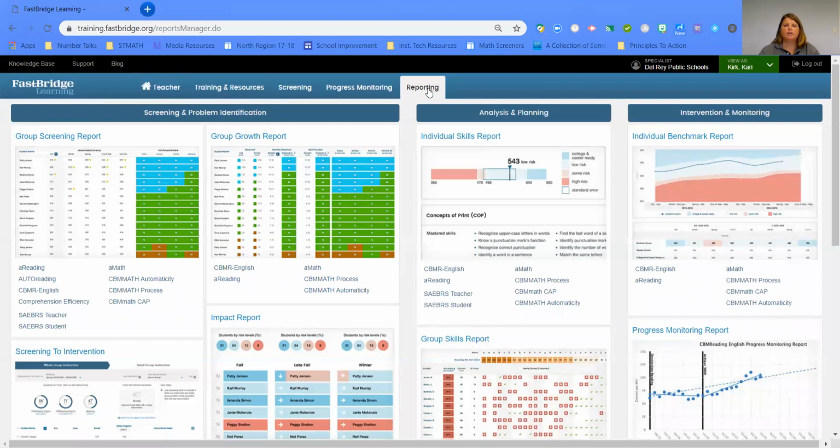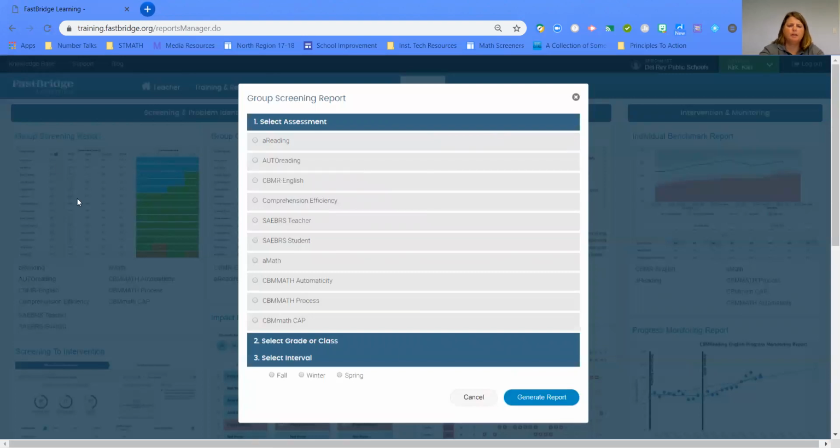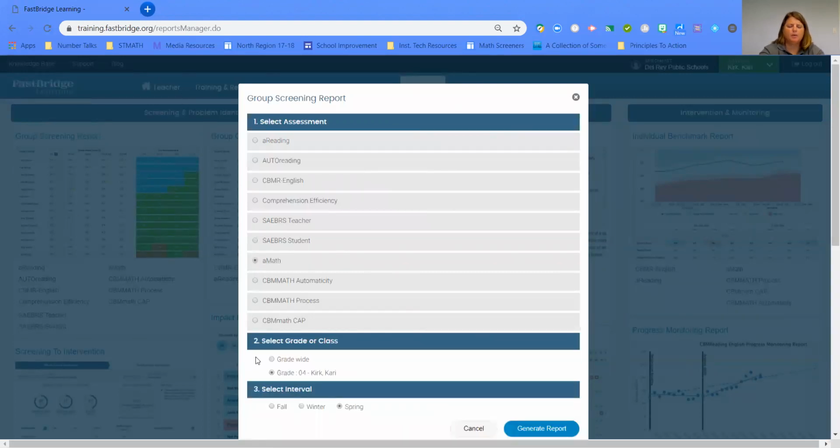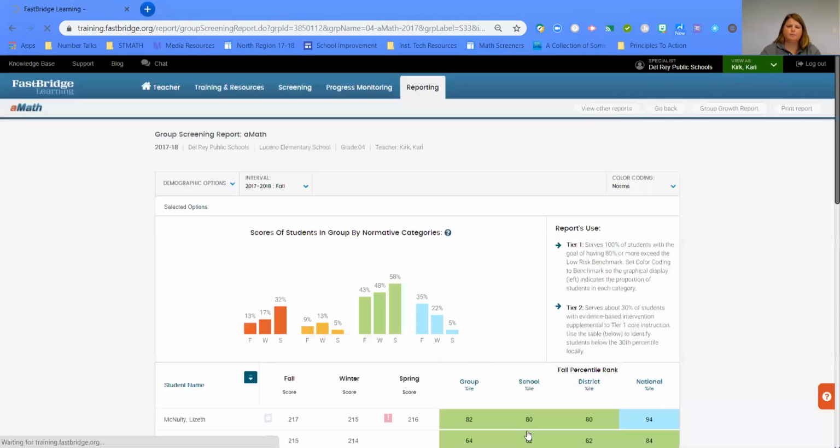So we are only going to use two of these mini reports. First, we're going to look at the group screening report. We're going to click on A Math. We're going to click the appropriate teacher, and then I'm going to click the fall interval.